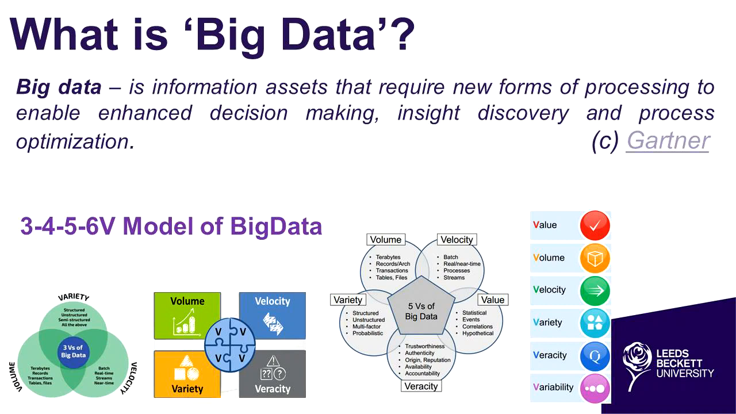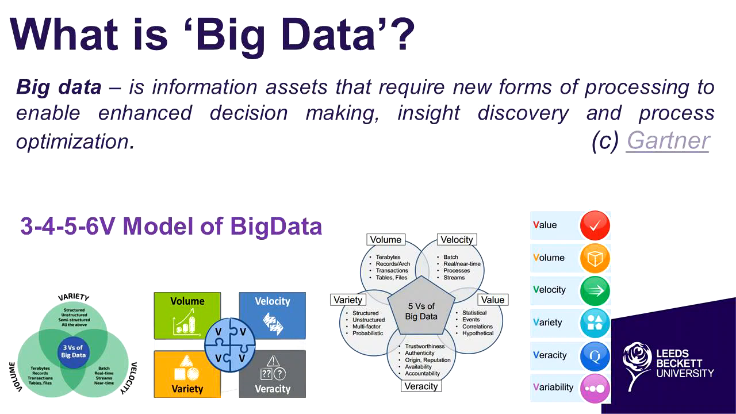On the slide there, you can see the 3, 4, 5, 6V model of big data. Each of these models reiterates the features of big data. Look at the 3V model. It talks about variety, volume, and velocity.